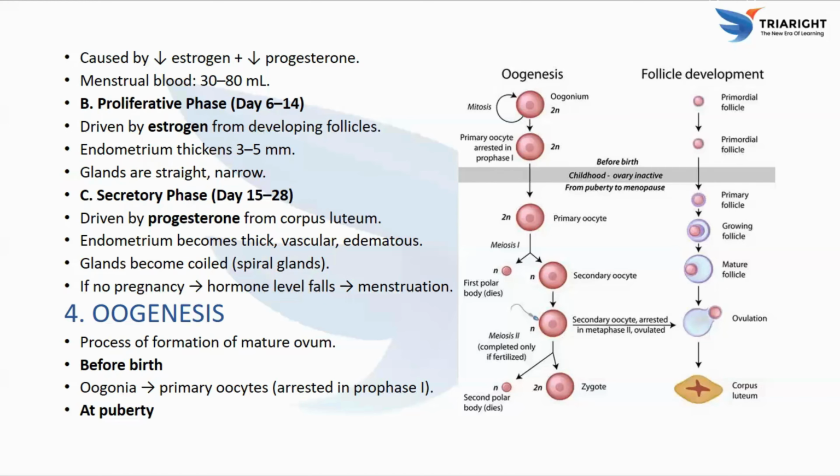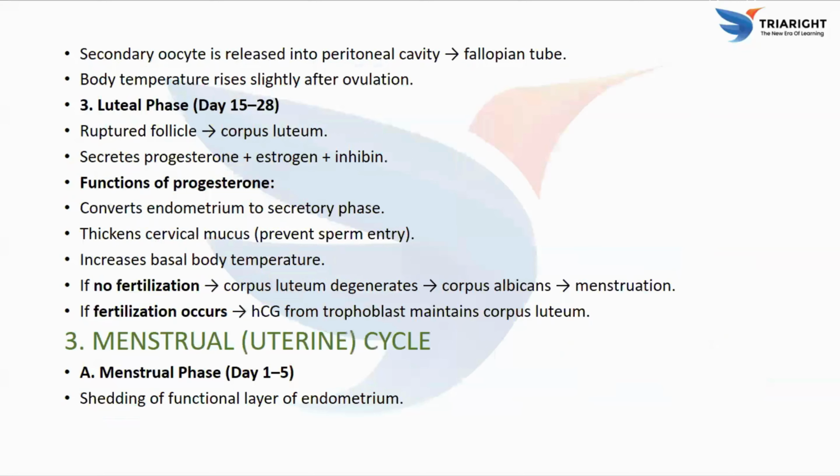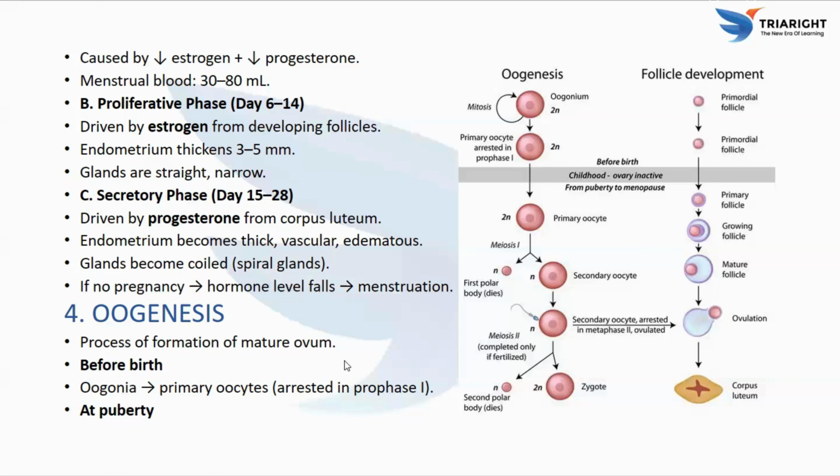So next is the secretory phase, which is day 15 to 28. So this is a period after ovulation. So you have the menstrual phase, which is day 1 to 5. Next to the menstrual phase, there is a proliferative phase in which ovulation takes place. So after ovulation, there is a secretory phase, which is controlled by progesterone from the corpus luteum.